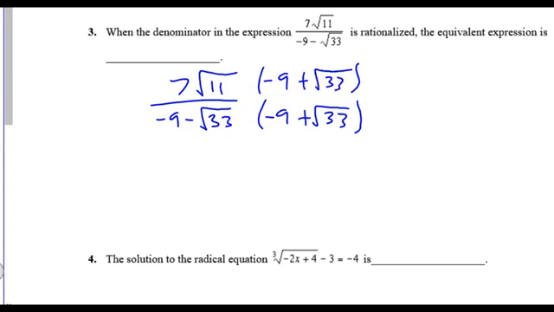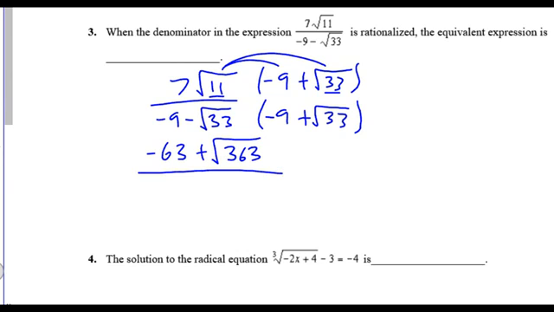Okay? And now I need to multiply the tops and the bottoms here. So I'm going to go 7 root 11 times both of those. So that ends up being negative 63, and then plus 7 times the square root of 363, that's 11 times 33, over... now this one's going to clean up a lot better.